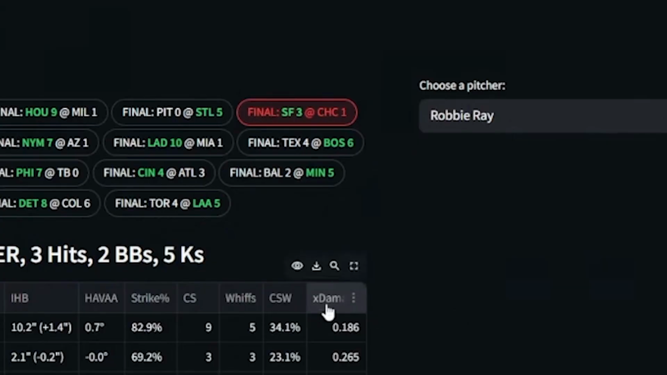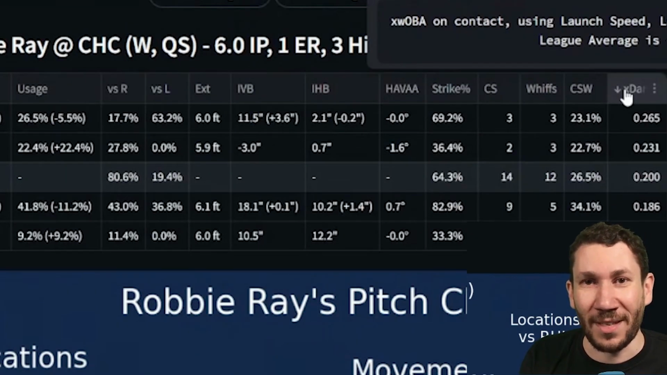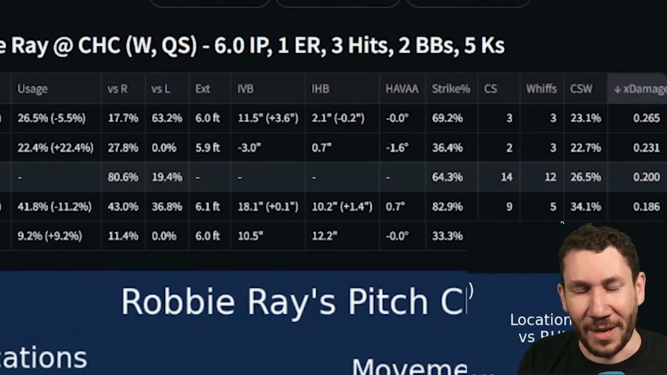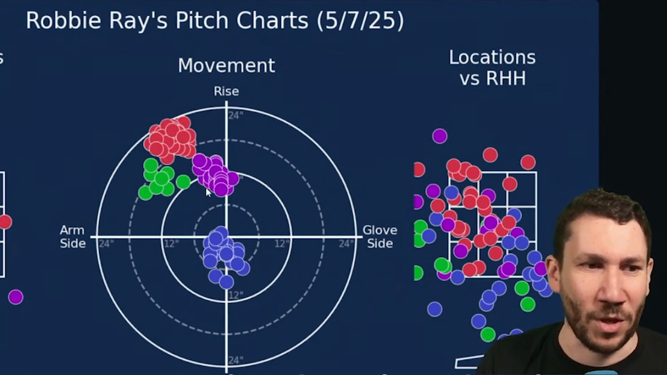And for this, we actually have a nice tooltip. So you can click on it. Actually, I think it's just hover. There you go. So league average is about 380. Essentially, this is just a quick way to see what burned them on a given night. Okay. So this is the expected, this is the whole movement chart.